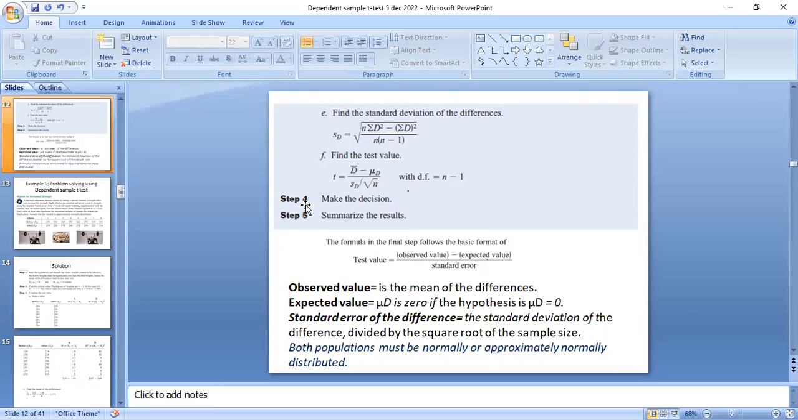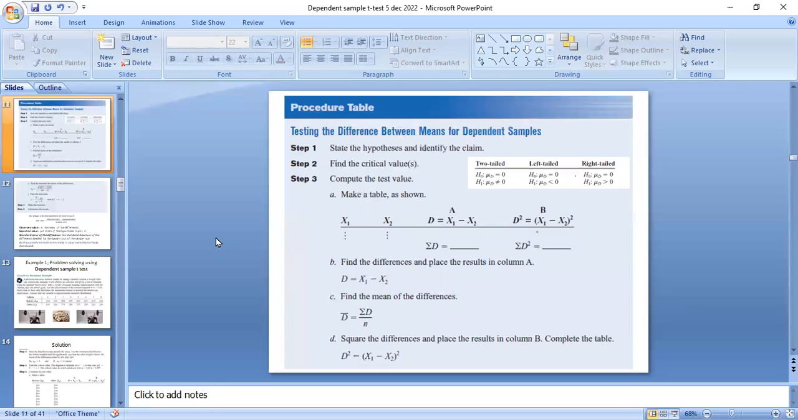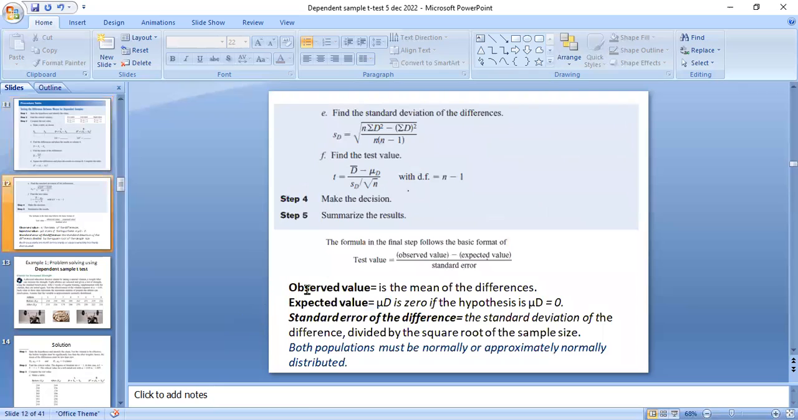Then in the fourth step, we will make the decision, and in the fifth step, we will summarize the results. Here I missed this thing. The formula for finding the mean of the difference is sigma d, the sum of all the differences, divided by the sample size.